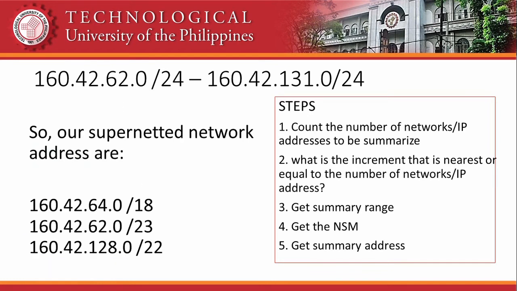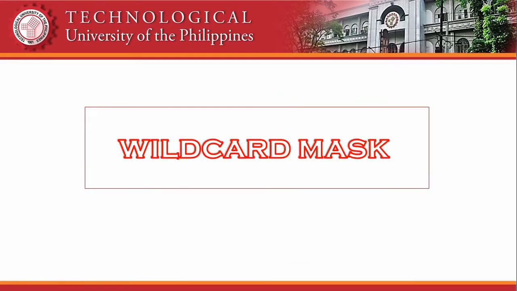For our last step, we have to get the summary address. Just copy the lower limit of the range from step 3 and the new subnet mask. Since meron pa tayong remaining networks na isu-supernet, I'll just let you solve it. Kasi same lang naman magiging process nun. But this time, ang isu-supernet na is from 0.62 to 0.63 and 0.128 to 0.131. And this will be the answer. Okay, yan. Sige, proceed na tayo for our last topic.